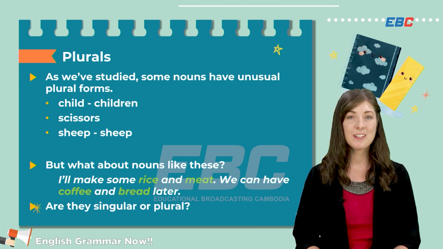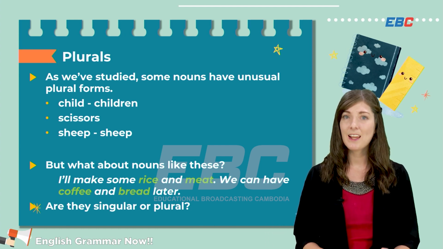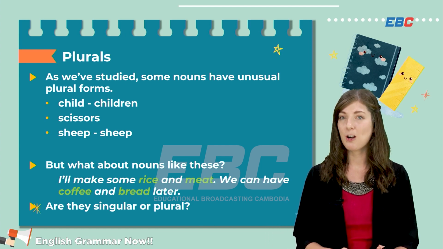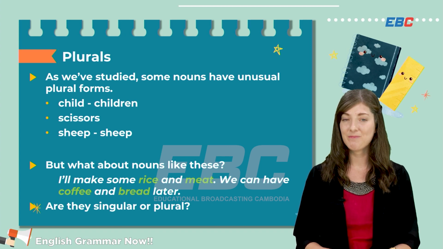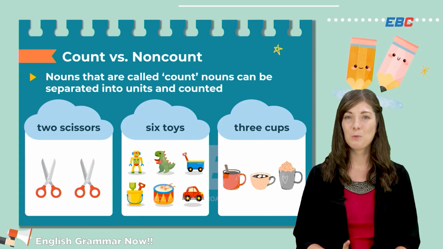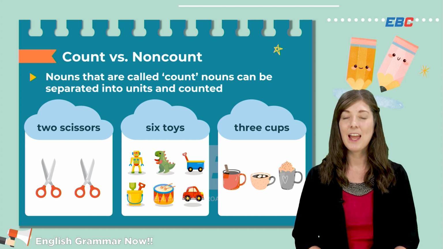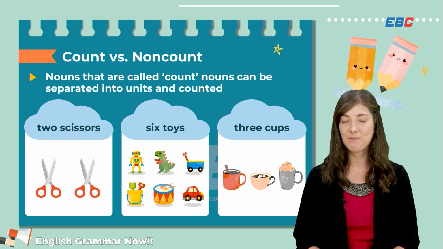But what about the nouns in this sentence? I'll make some rice and meat. We can have coffee and bread later. Do you think those are singular or plural? We're going to get to that sentence later. First, we have to know the difference between count nouns and non-count nouns.